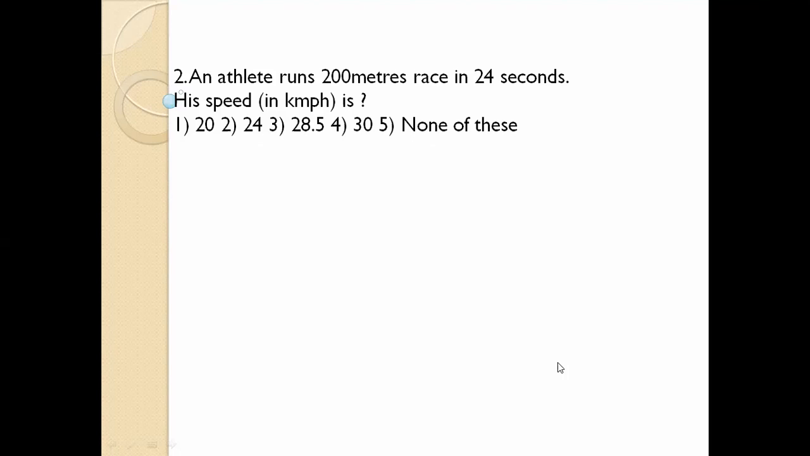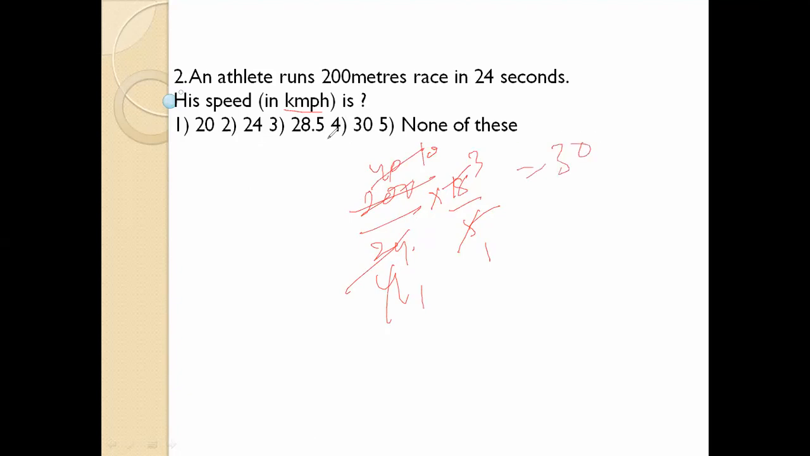These are similar problems. Here we convert speed in terms of kilometer per hour. Speed equals distance by time, so 200 by 24. This one is meter, this one second, so we get meter per second. But here we convert that into kilometer per hour, which means multiply with 18 by 5. Simplifying, we get 10 into 3, 30 kilometer per hour. Option number 4 is the right answer.